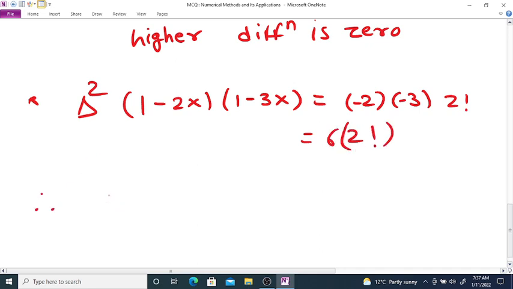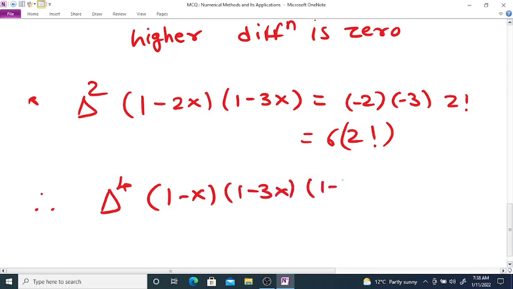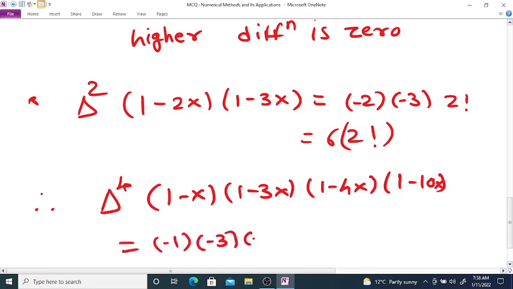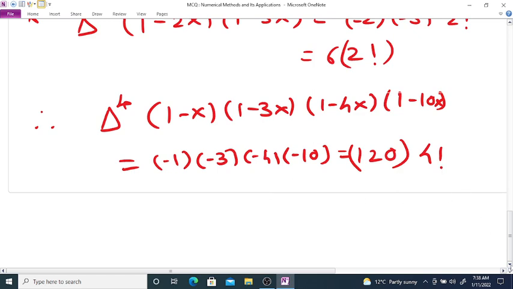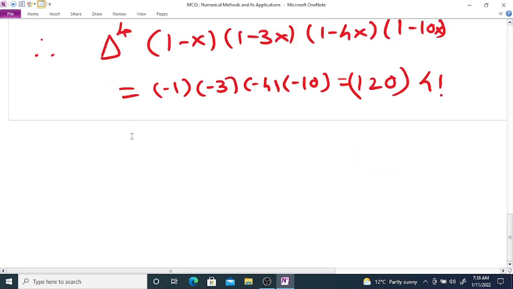Similarly, if you want to determine delta raised to 4 of 1 minus x, then 1 minus say thrice x, 1 minus say 4x, and 1 minus say 10x, then its fourth difference is equal to, so the coefficients are minus 1, minus 3, minus 4, minus 10, so it is equal to 40 into 3, it is 120 into 4 factorial. So this is the fourth forward difference of the given function.